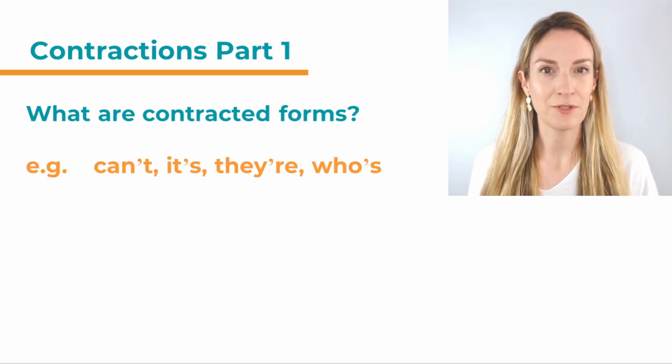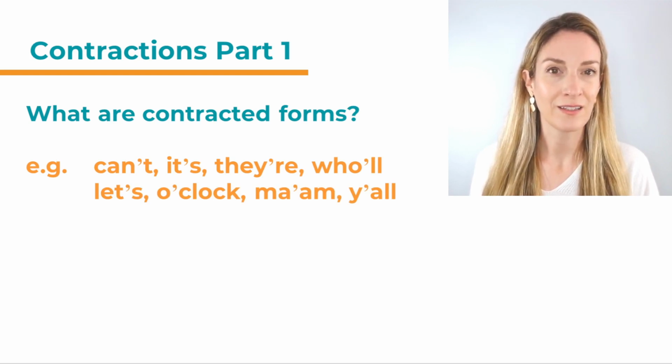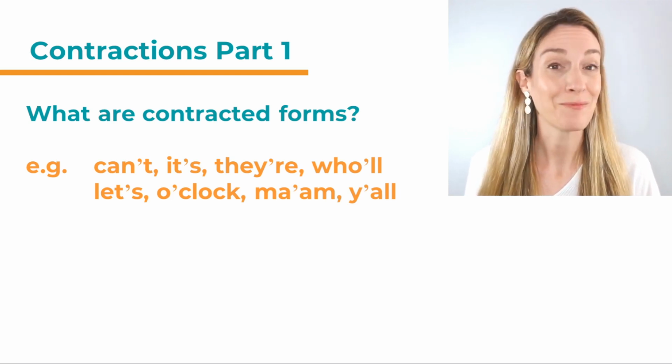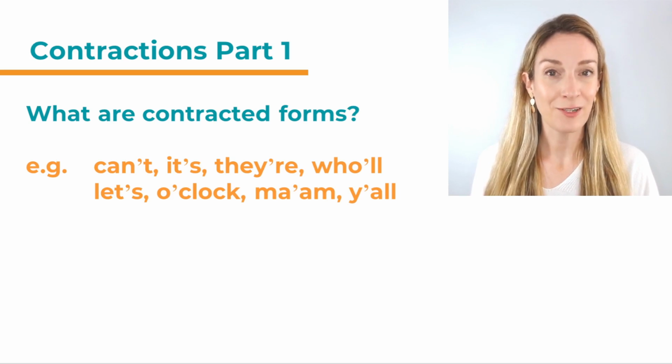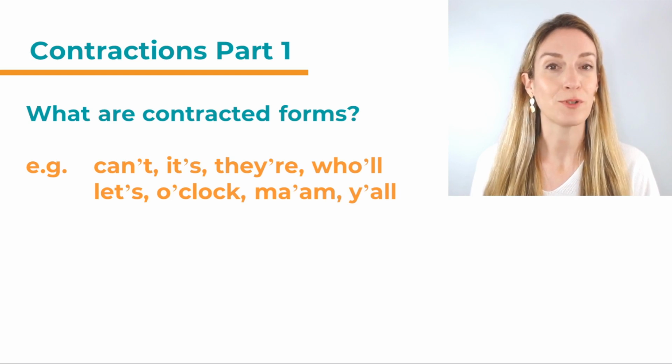Here are some examples. Can't, it's, they're, who's. Those are all examples of contractions. But also some maybe more unusual ones. Let's, o'clock, ma'am, y'all. You might not think of these as contractions, but they are. Let's have a look now at the most common contracted forms, and I would encourage you to pronounce them after me so you'll become more fluent and it'll be easier for you to say those.